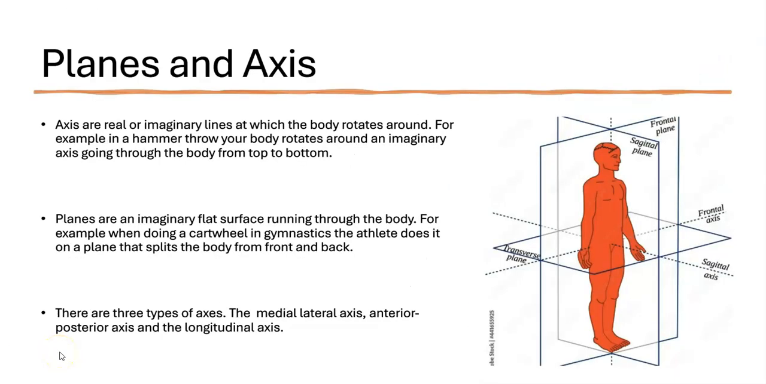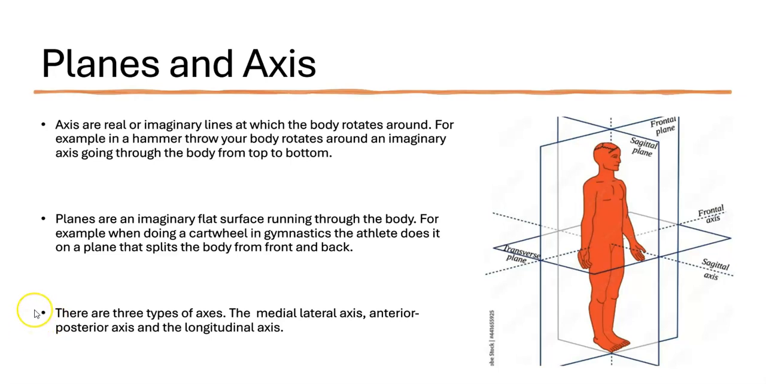Planes and axes. Axes are real or imaginary lines at which the body rotates around. For example, in a hammer throw, your body rotates around an imaginary axis going through the body from top to bottom. Planes are an imaginary flat surface running through the body. For example, when doing a cartwheel in gymnastics, the athlete does it on a plane that splits the body from front to back.